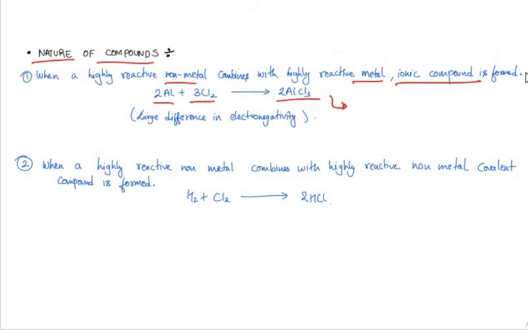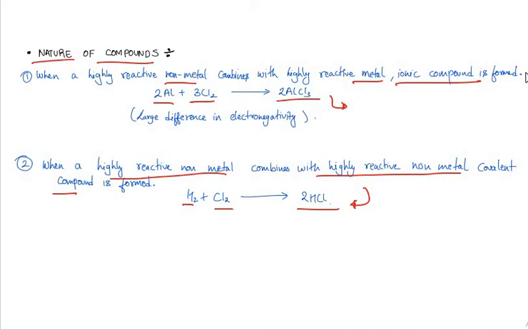When two highly reactive non-metals combine, they generally form a covalent compound. An ionic compound will have complete transfer of electrons between them, meaning they have an electrovalent bond, but a covalent compound will have a covalent bond between them. The example is when we react hydrogen gas and chlorine gas together, HCl is formed, that is hydrogen chloride. Remember, when HCl is in gaseous form we call it hydrogen chloride, and when it is in aqueous form we call it hydrochloric acid.